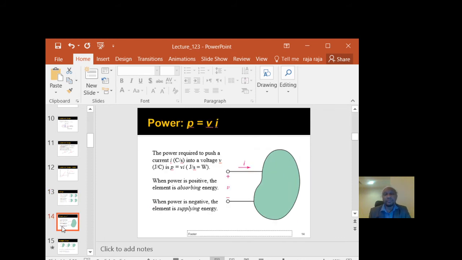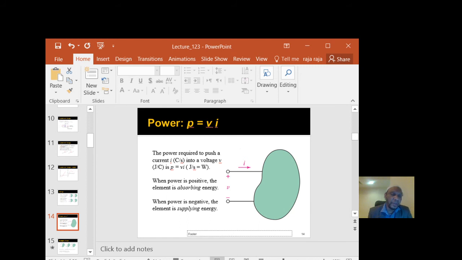And the next term is power. In electric circuits, the basic important terms are charge, current, voltage, and power. The power is a combination of voltage and current, so mathematically we can write P equals V multiply I. So how do we define power? The power required to push a current I into a voltage V, in joules per second, is P equals VI. The figure on the right side is clearly given.